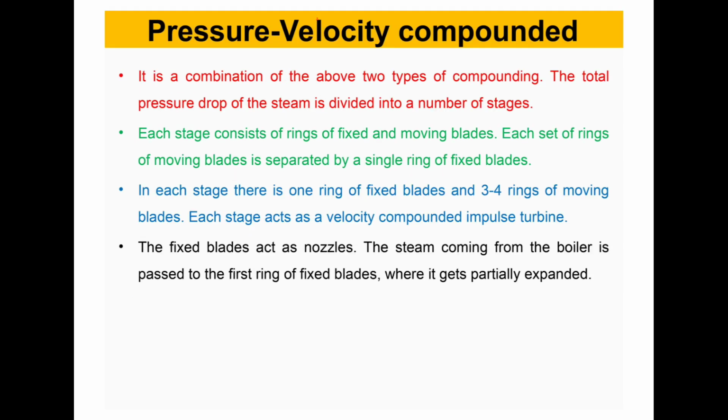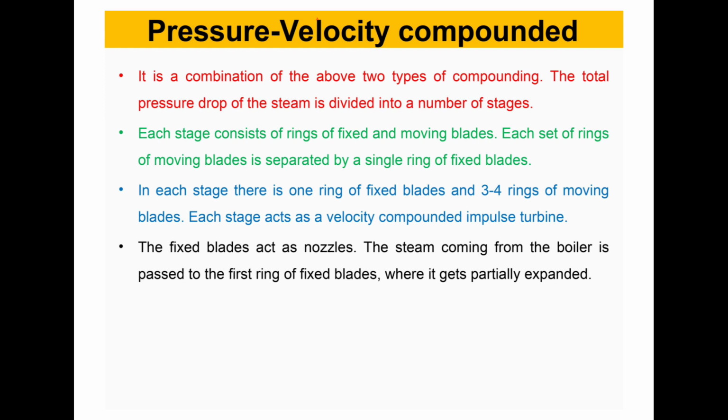This is pressure velocity compounding. It's a combination of the above two types of compounding. The total pressure drop of the steam is divided into a number of stages. Each stage consists of rings of fixed and moving blades. Each set of rings of moving blades is separated by a single ring of fixed blades.